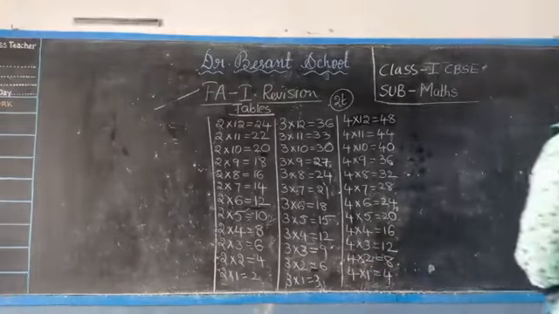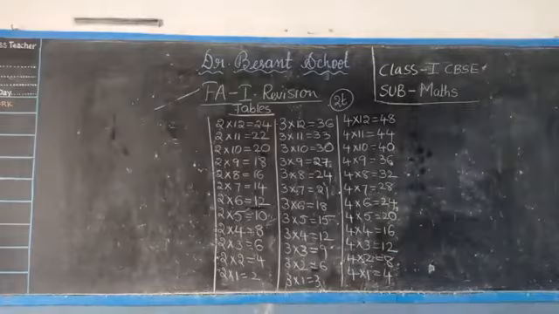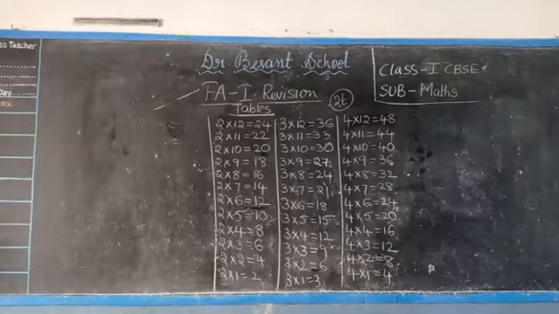Now repeat again. 4 12s are 48. 4 11s are 44. 4 10s are 40. 4 9s are 36. 4 8s are 32. 4 7s are 28. 4 6s are 24. 4 5s are 20. 4 4s are 16. 4 3s are 12. 4 2s are 8. And 4 1s are 4. Right?